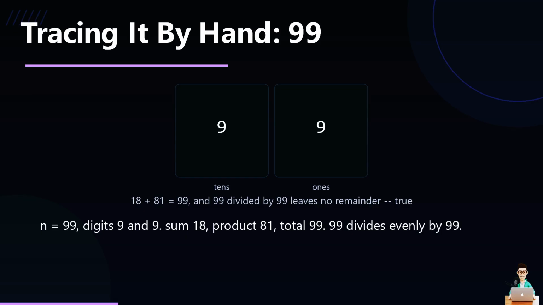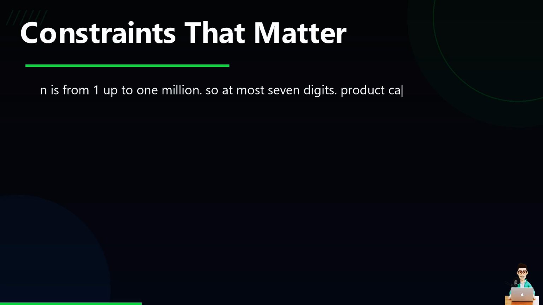N can be as small as 1 or as large as 1 million, which means at most 7 digits to work through. That loop is always short. And the digit product can climb pretty fast, but since we are only adding it to the sum before we divide, we never need to worry about it being unreasonably huge.